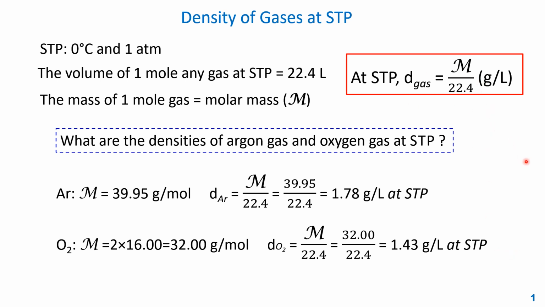Now, what if the condition is not standard temperature and pressure? Then we need to use a different formula. So next, we will talk about how to calculate the density of a gas at any other conditions. We know PV equals nRT is the ideal gas law. P is pressure, V is volume, n is moles, and R is the ideal gas constant. T is the temperature in Kelvin.